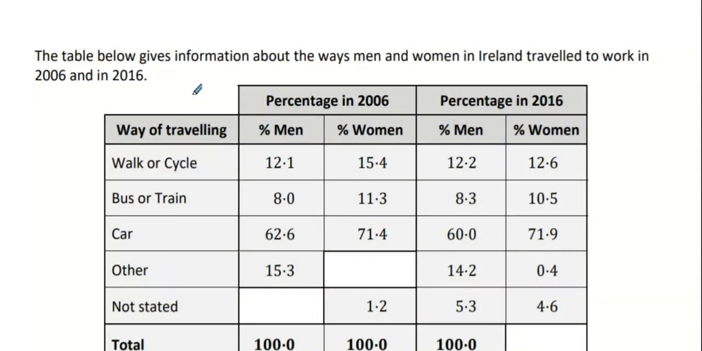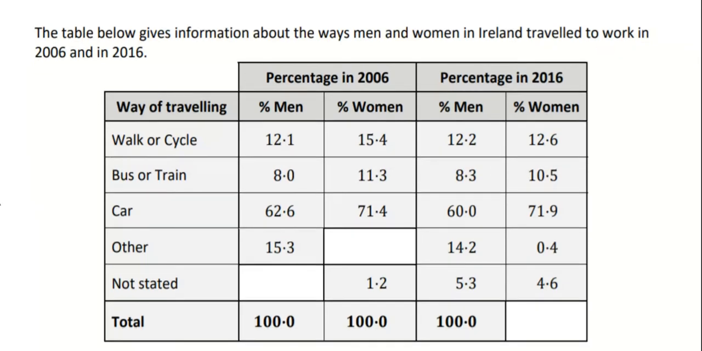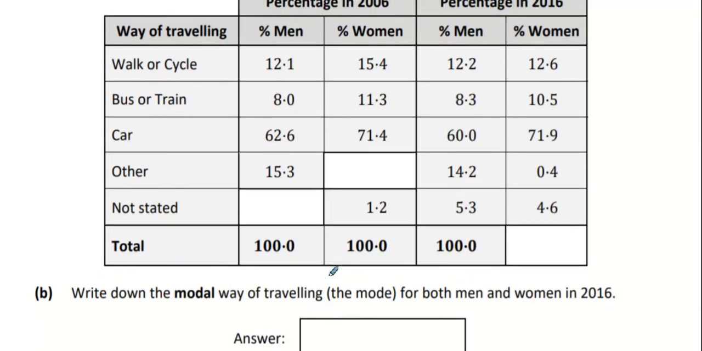Okay. The next one, the table gives us information about the way men and women traveled to work in 2006 and 2016. We've got to fill out the following chart. Well, look, they all have to add up to 100. So what you do is you get 100 and you take away 1.2, 71.4, 11.3 and 15.4. And your answer will work out to be 0.7. Likewise, you get 100 and you take away 15.3, 62.6, 8 and 12.1. And your answer there will be 2.0.